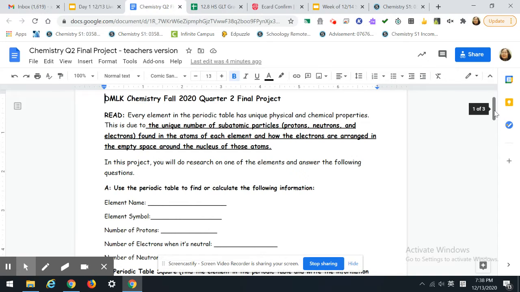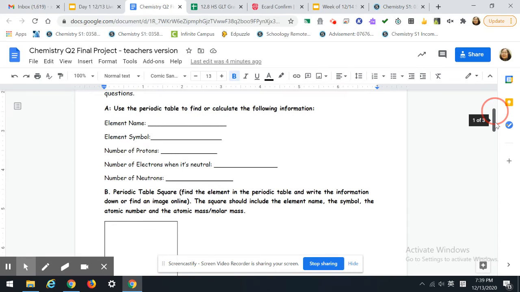And it's very important to understand that every element in the periodic table has its unique physical and chemical properties. Those unique properties are mainly because of the arrangement of the electrons. Okay, and also it has different numbers of protons and neutrons. So what you're going to do for this project is research one of the elements. I'm going to give each one of you an assignment of one of the first 20 elements. If you are interested in some other elements, feel free to let me know, so you can choose any element from the periodic table.